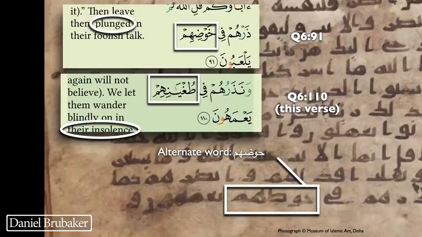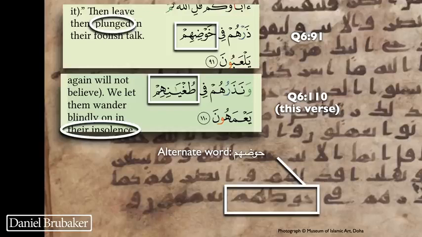And I've circled there the word that roughly corresponds to the word that we're looking at, Fi tughyanihim, because in this manuscript, the word tughyanihim does not exist. Rather, its place is taken by the word hauzihim. So it is an alternate word. Fi hauzihim actually is used, as you can see, in another verse, not too far from here in the same surah, then leave them plunged in their foolish talk.